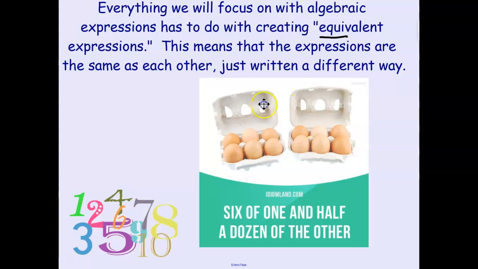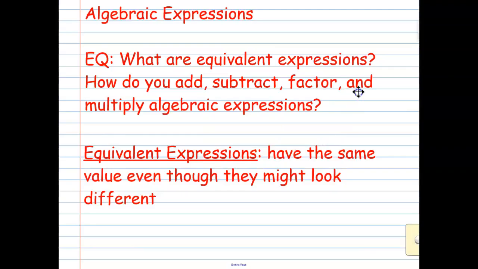For example, we can say 6 of something, like 6 eggs, is the same as a half dozen eggs. They're equal to each other, but we can say 6 of one, half dozen of another. All right, go ahead and pause and copy this down. Make sure to create a new entry in your table of contents.